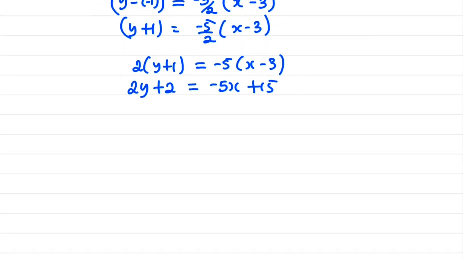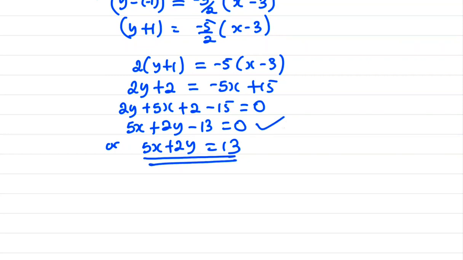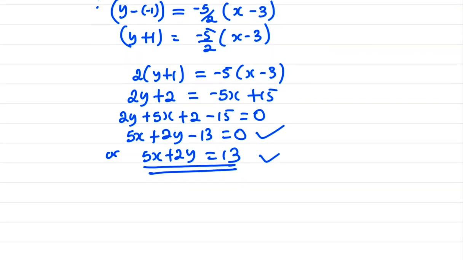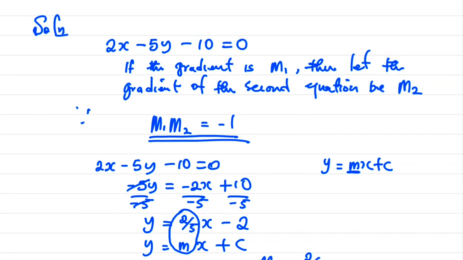Then collecting them, we are going to have 2y plus 5x plus 2 minus 15 equals 0. So at the end of the day, if we rearrange it, you're going to have 5x plus 2y minus 13 equals 0. You can leave it like this, or you can go further to say it is 5x plus 2y equals 13. Basically, these two are okay. Anyhow you keep it, just watch to know in what way they want you to leave your answer. So this is basically how to solve this type of question.